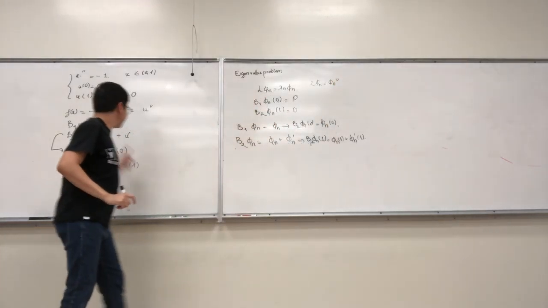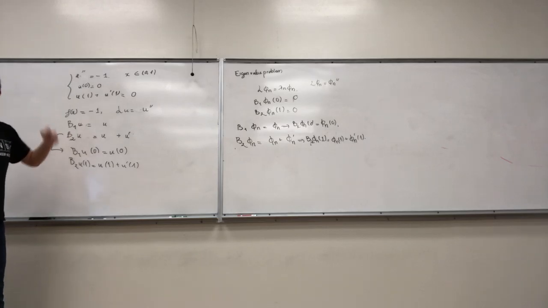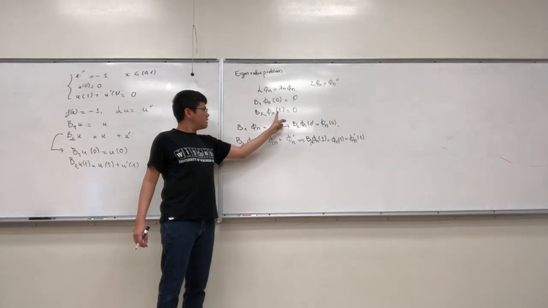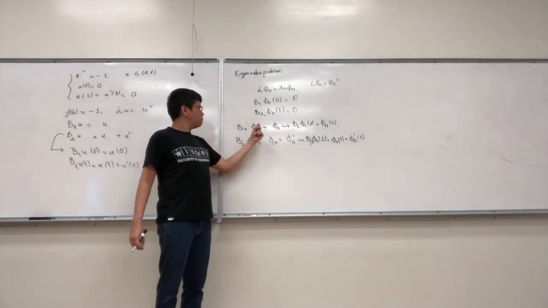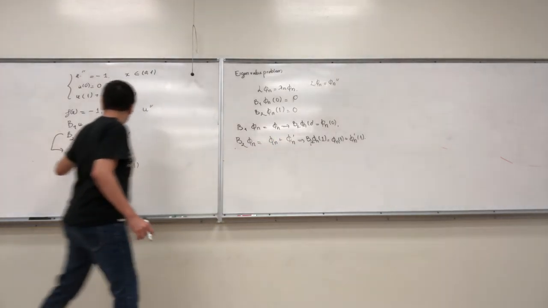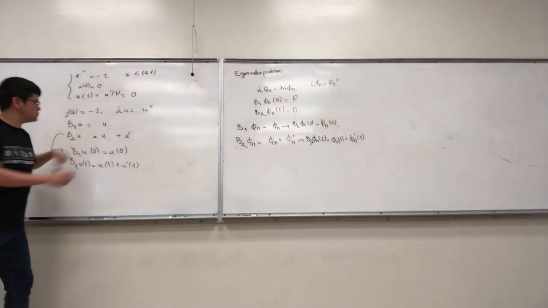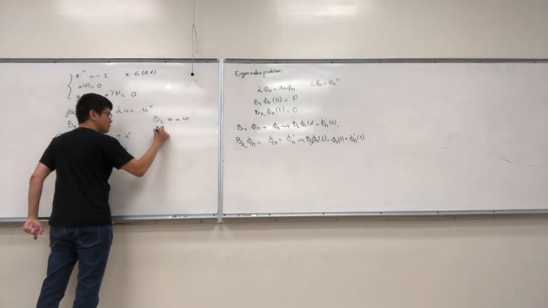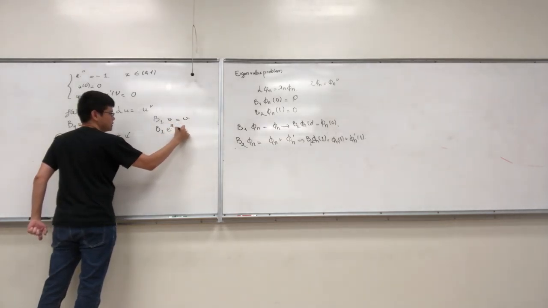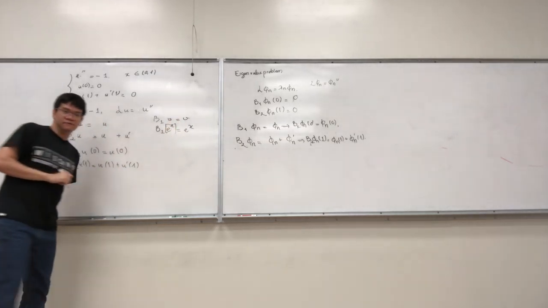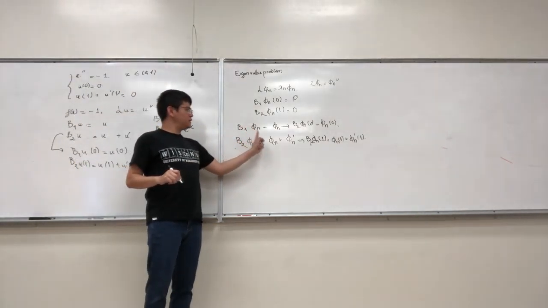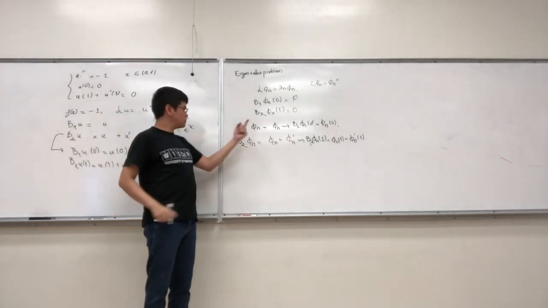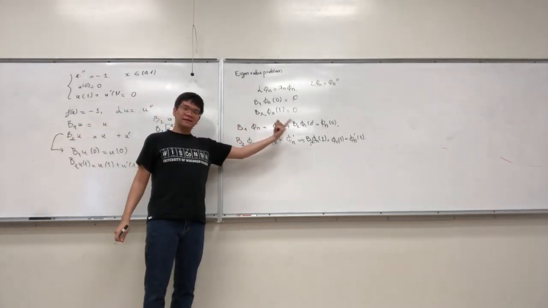So the L, B1 and B2, they're the same kind of thing, right? And B1 of phi n at 0 is 0, B2 of phi n at 1 is 0. So B1 of phi n is phi n, right? Because B1 of u is u, which means that B1 of any function v will be v. B1 of exponential of x will be exponential of x, right? So B1 of phi n is phi n. You act this operator on any function, you get exactly that function.